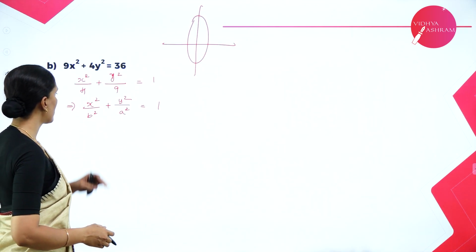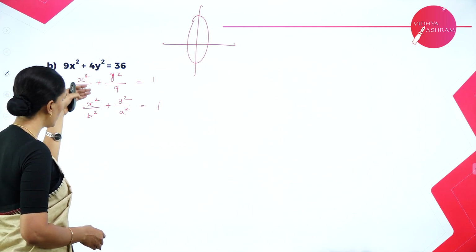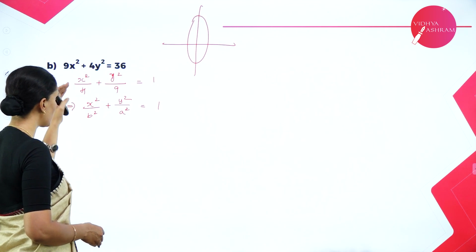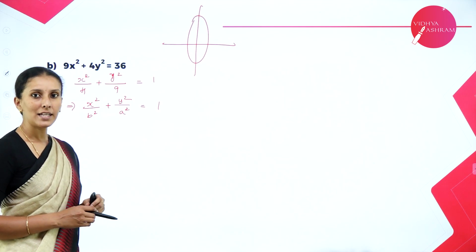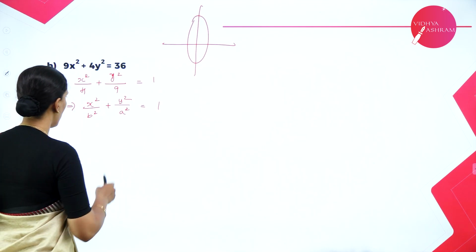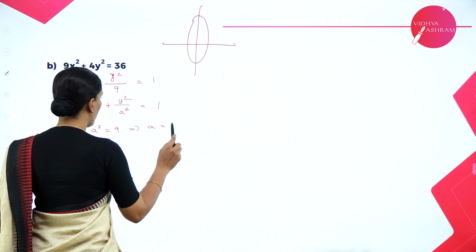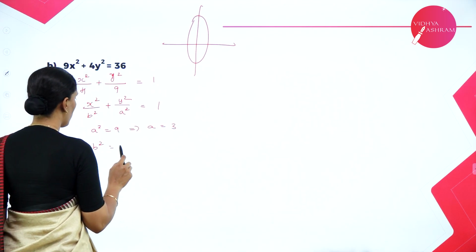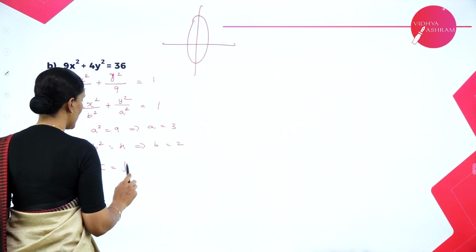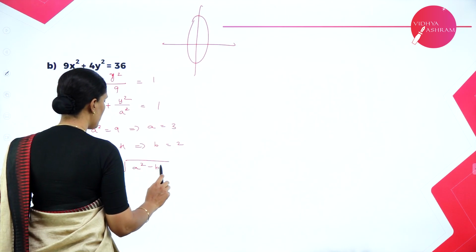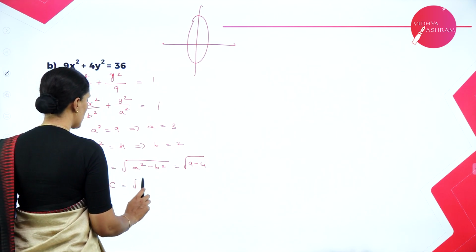Now we have this form because the denominator value of x square is less than y square. So therefore this becomes a square and this becomes b square. So wherever you have the maximum value, that will be considered as a square, the other will be b square. Now a square is equal to 9, which implies a is equal to 3. B square is equal to 4, which implies b is equal to 2. So c can be taken as root of a square minus b square, which is root of 9 minus 4. Therefore, the value of c is root 5.